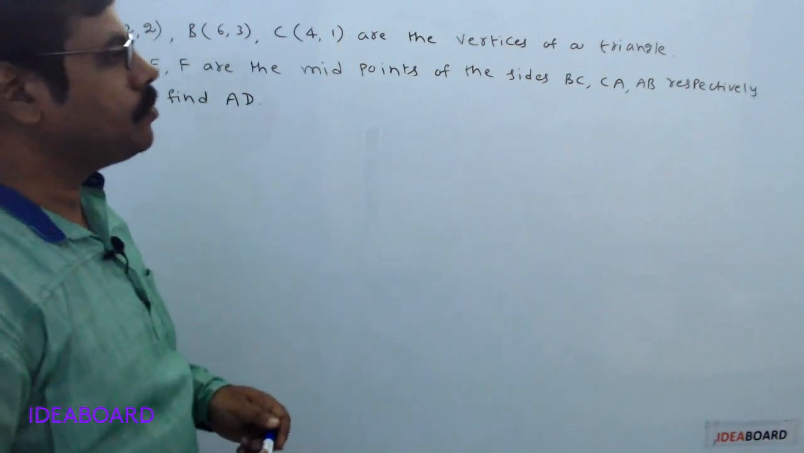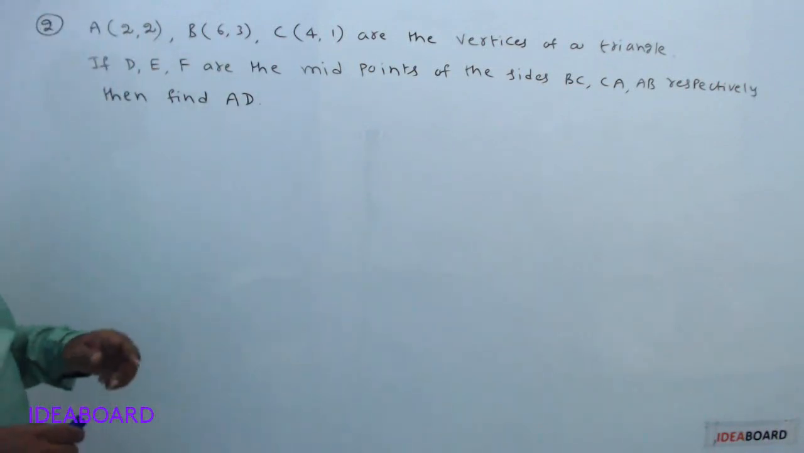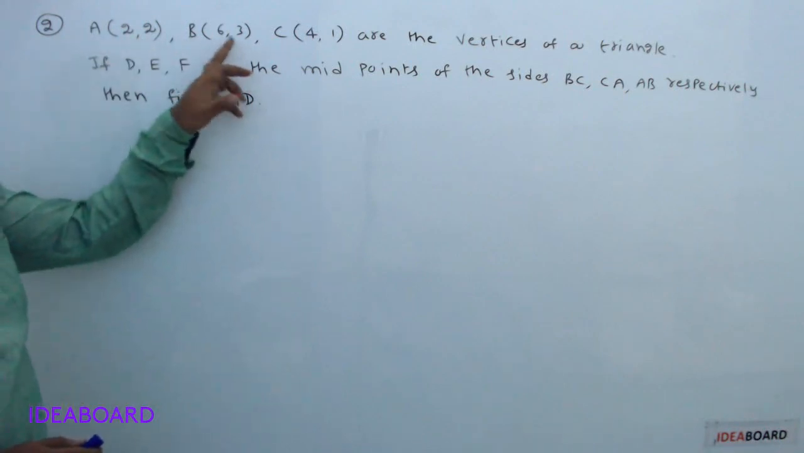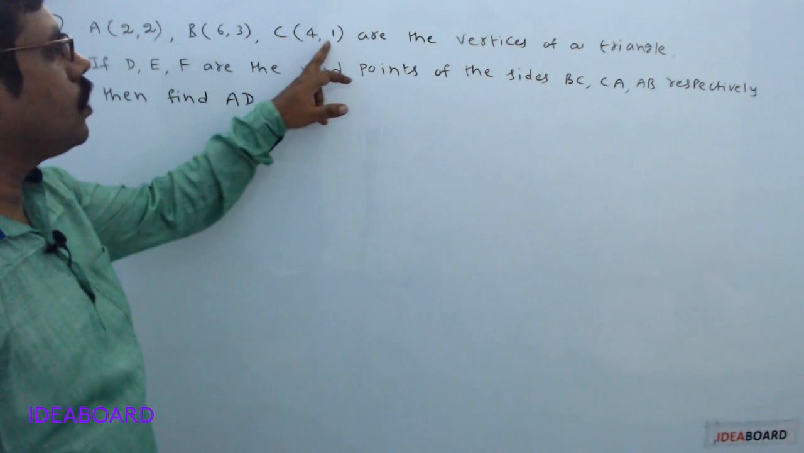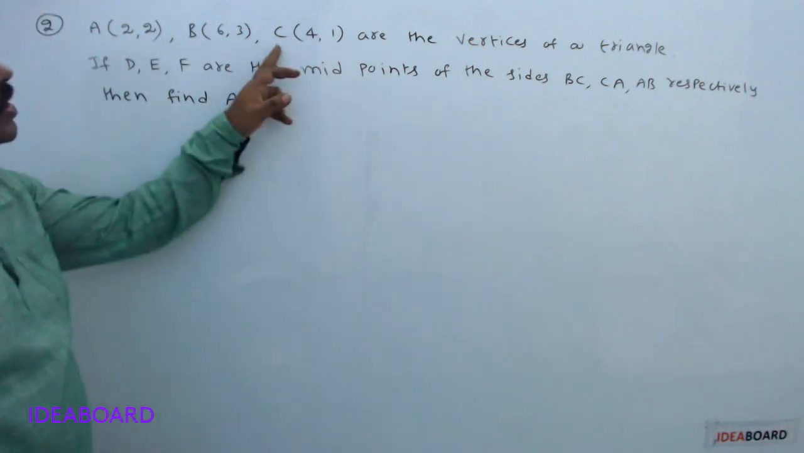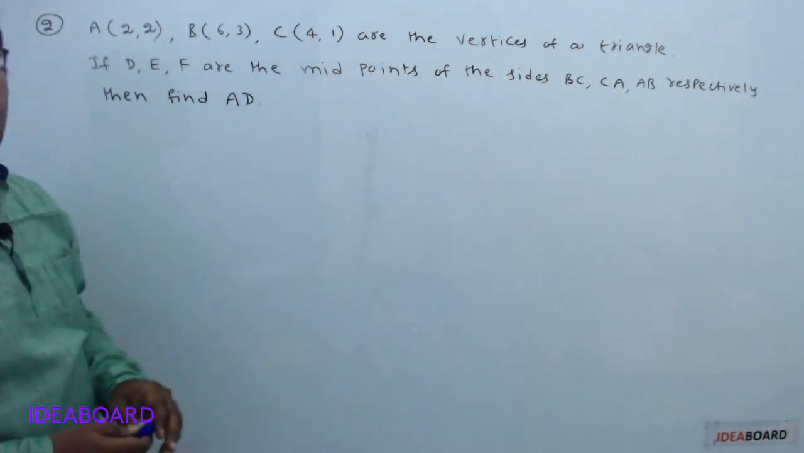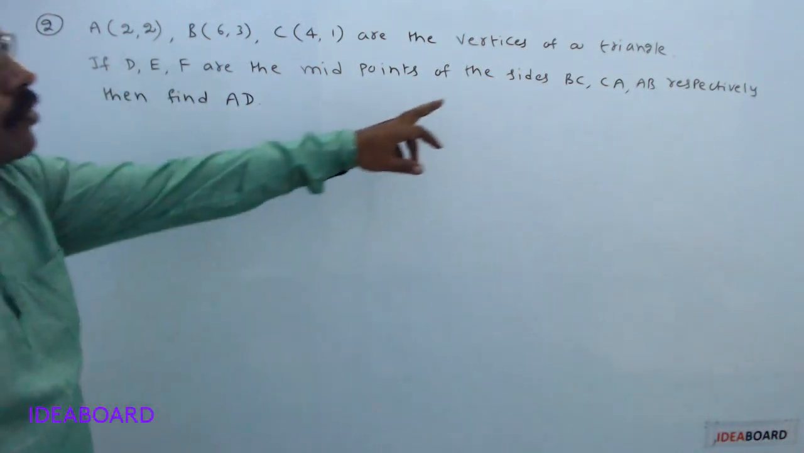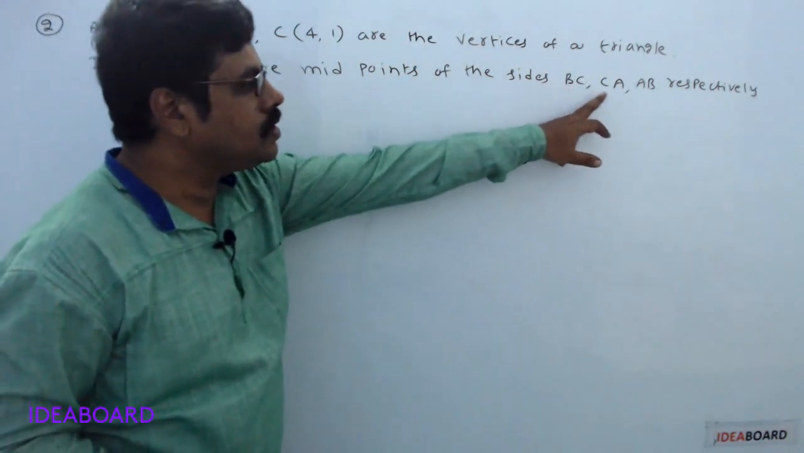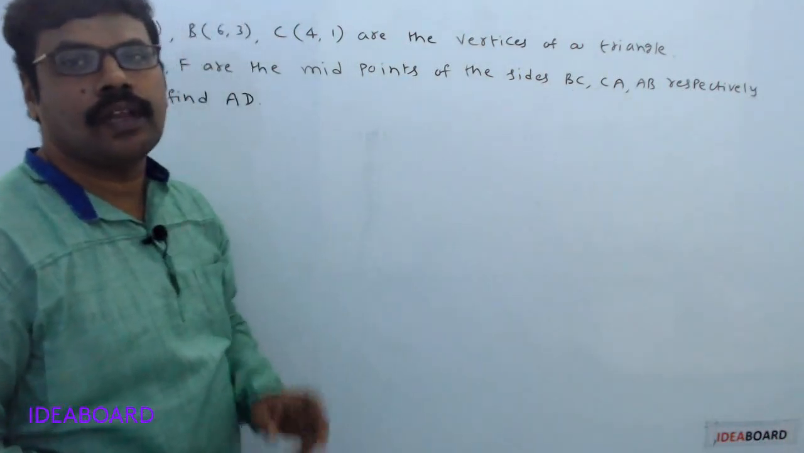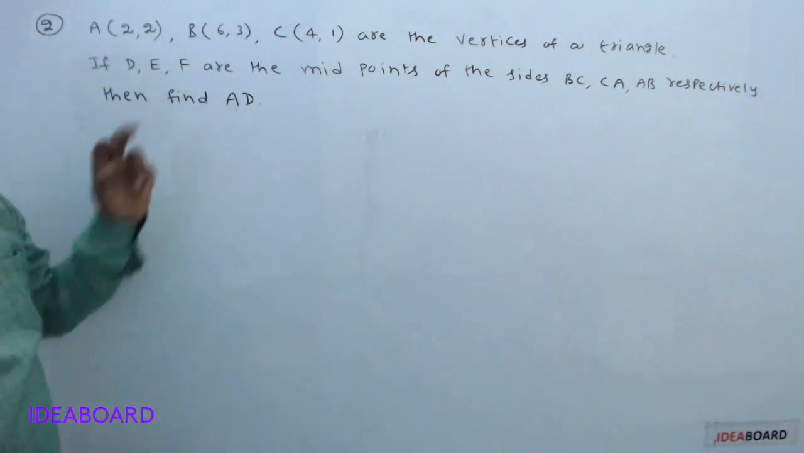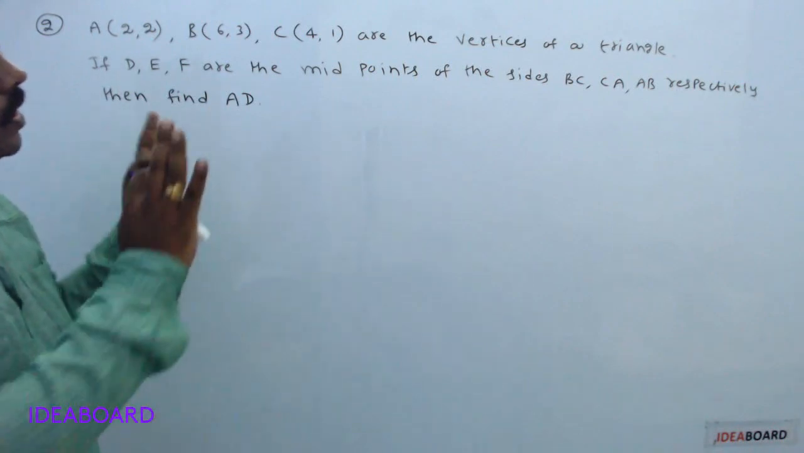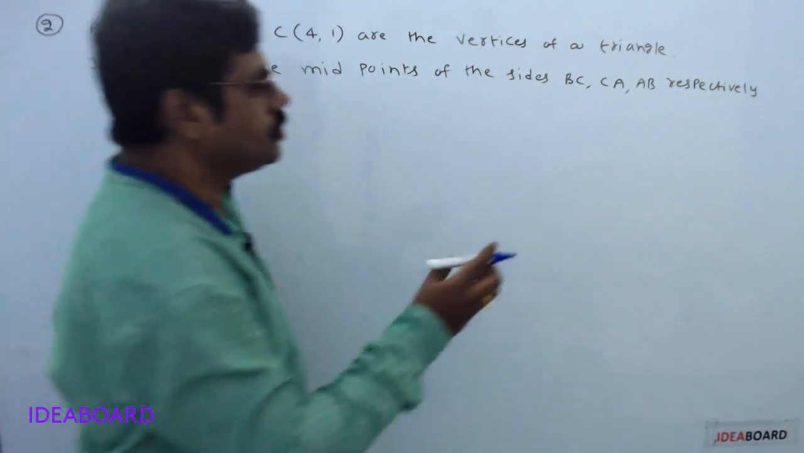Now come to the next problem. See the statement of the given question. A coordinates are (2, 2), B coordinates are (6, 3), C point coordinates are (4, 1). These 3 points are the vertices of a triangle. D, E, F are the midpoints of the sides BC, CA, AB respectively. Then find AD. Now here first you can draw a rough diagram related to the given data.